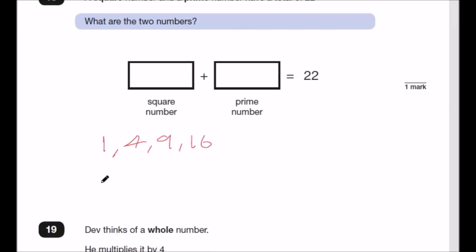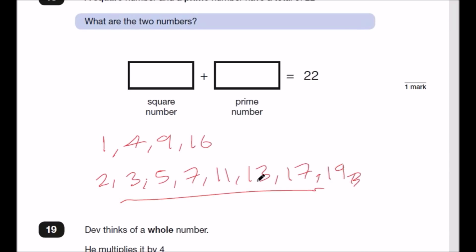Now prime numbers, well, they start from 2, and they're numbers that only divide by itself and 1. So we got 2, 3, 5, 7, not 9, 11, 13. So you have a lot of choices. 15, no. 17, yes. 19, yes. 20, and that's it. So these are your prime numbers and your square numbers.